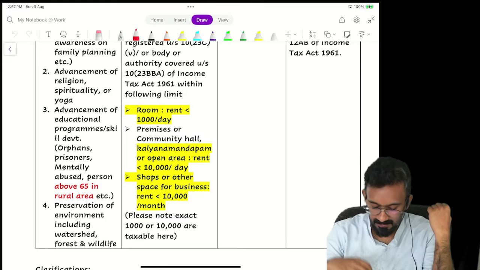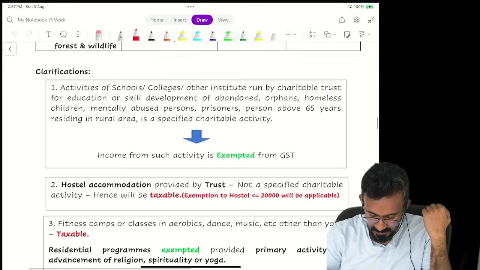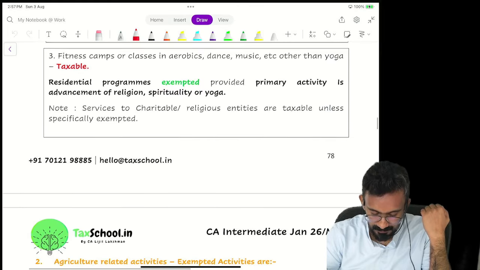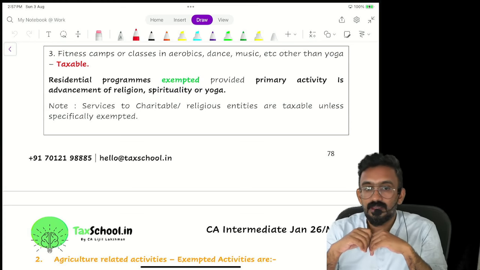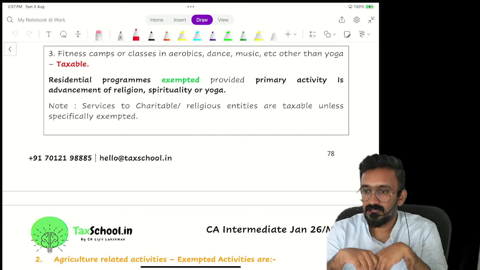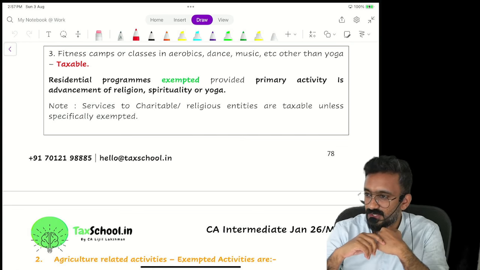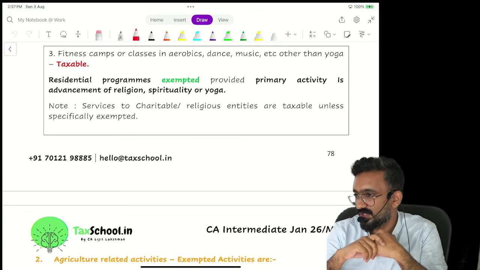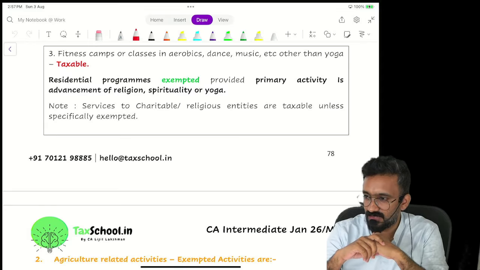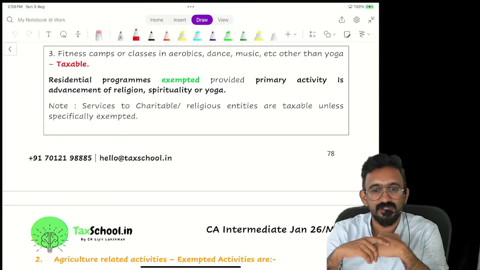Next question would be, let's try to analyze specified charitable activity a little more. Yoga camp conducted by Isha Yoga Center. Yoga program conducted by Isha Yoga Center. Inner re-engineering program. I've gone for that. 3000 rupees is the charge for it. Would it be taxable or exempt?